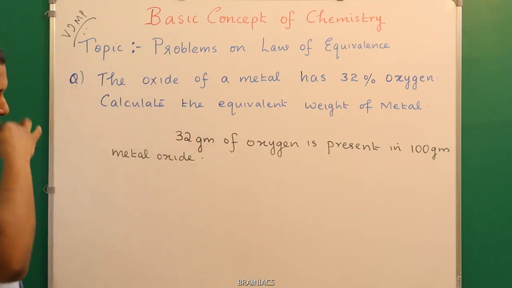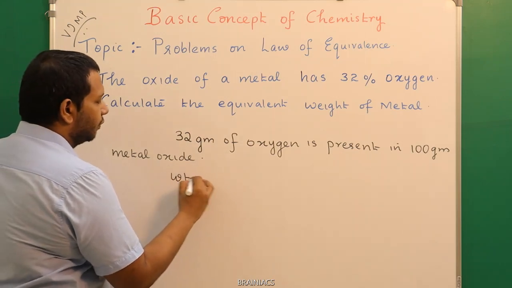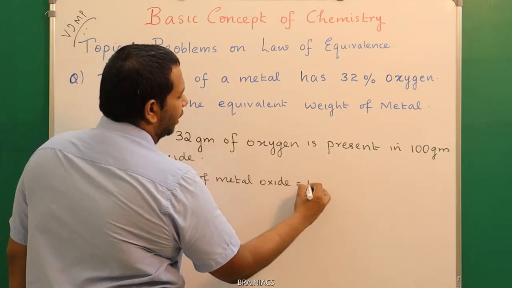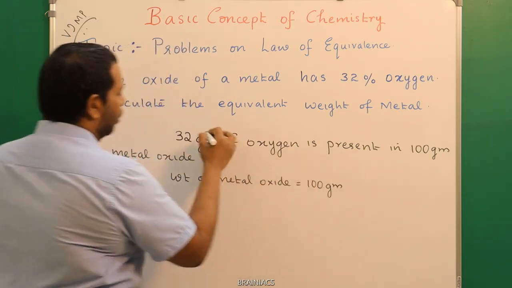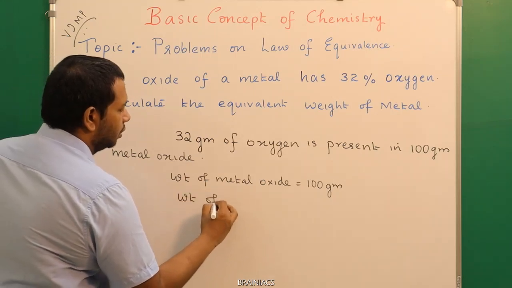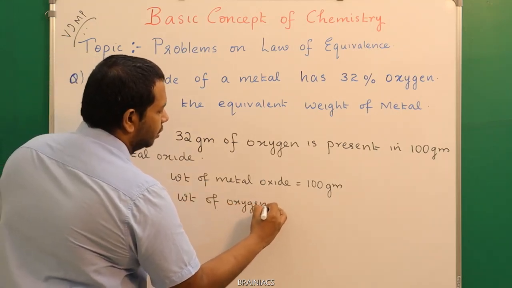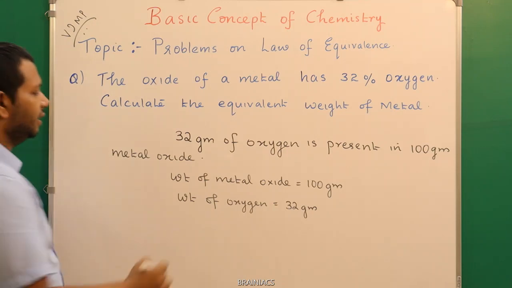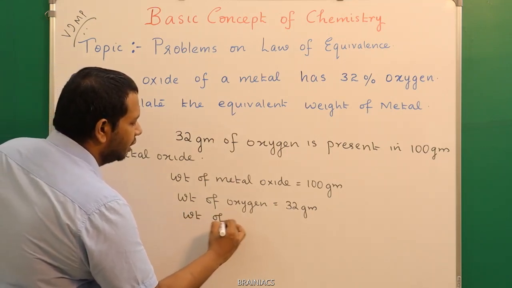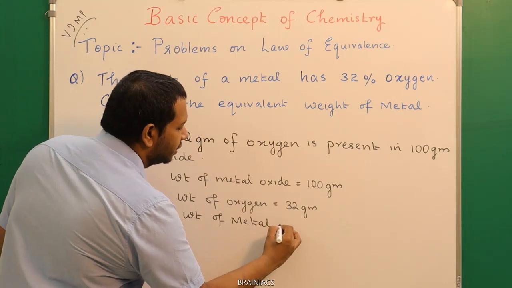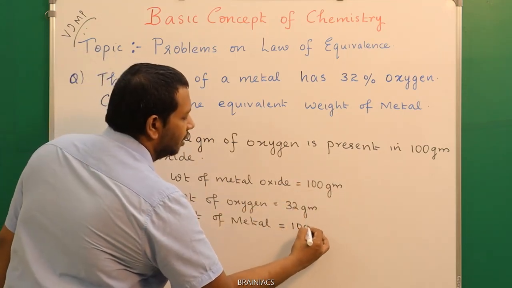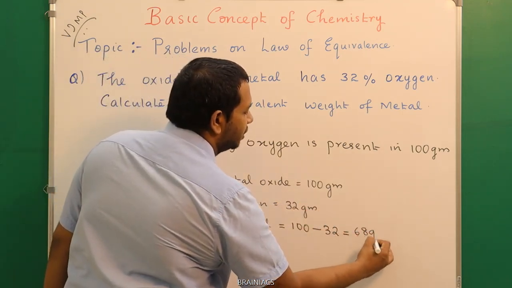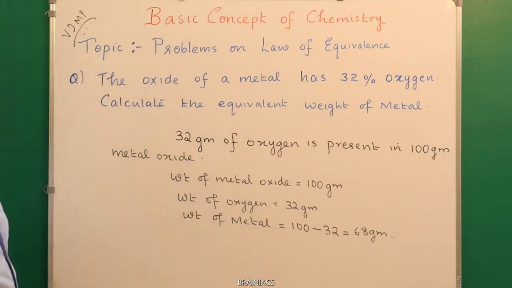Now from this what you can say, weight of the metal oxide is equal to how much? 100 gram. Now weight of the oxygen is equal to 32 gram. Now can you tell me what is the weight of the metal then? Weight of the metal is equal to metal oxide mass minus weight of the oxygen, that is 32, and it will come around 68 gram.